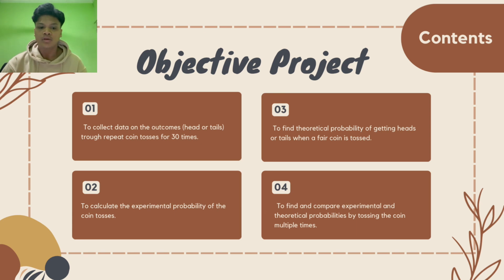First, we go to the project objectives. Firstly, to collect data on the outcomes, heads or tails, through repeated coin tosses 30 times. Second, to calculate the experimental probability of the coin toss. Third, to find the theoretical probability of getting heads or tails when a fair coin is tossed. And lastly, to find and compare experimental and theoretical probabilities by tossing the coin multiple times.